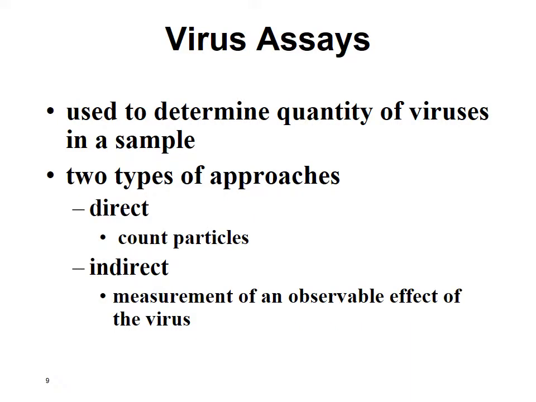The number of viruses in a sample can be determined either directly by counting virus particle numbers or indirectly by measurement of an observable effect of the virus. And the values obtained by these two different approaches often don't correlate closely, however they're both of value.